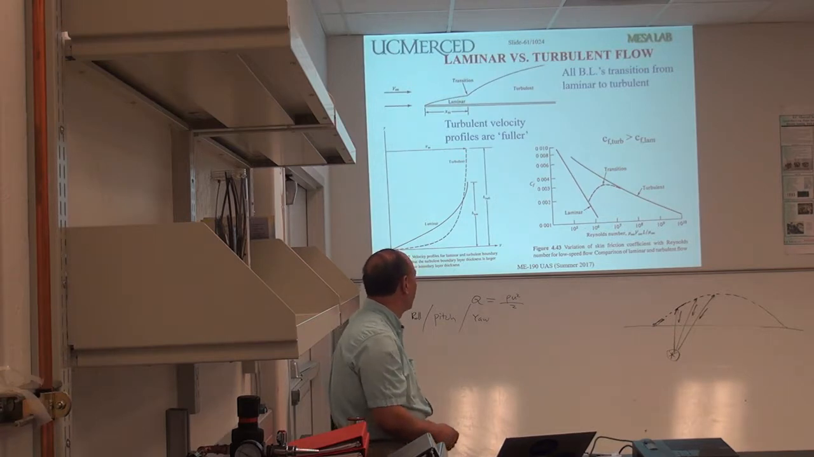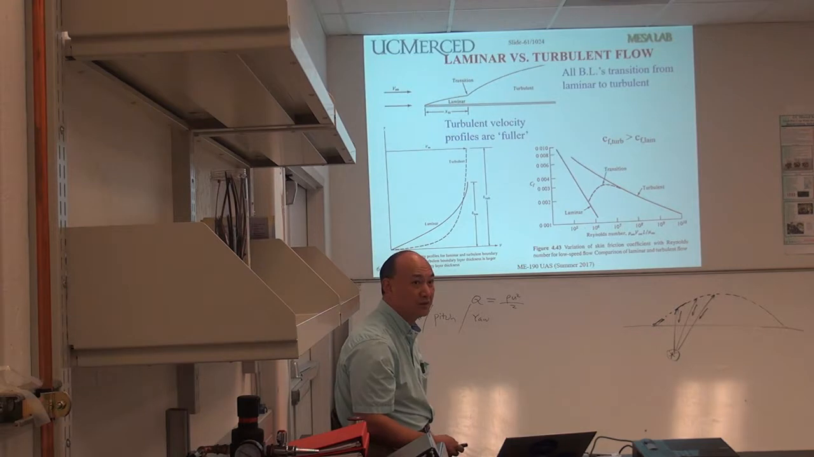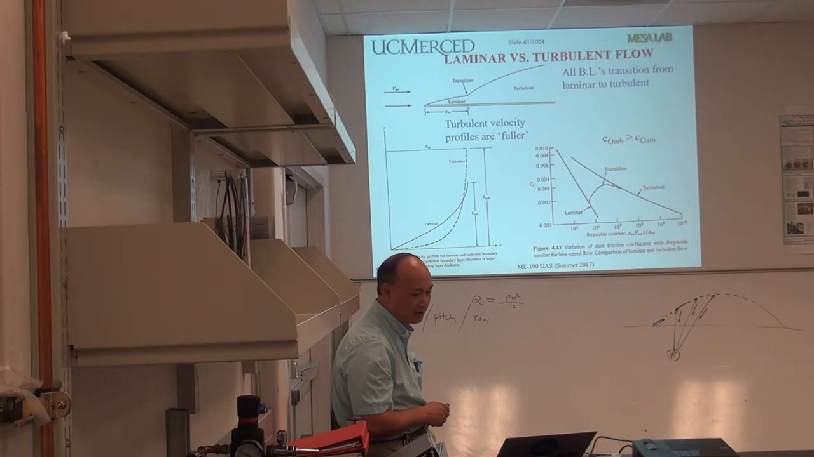Then the variation of the skin friction coefficient with Reynolds number for low speed flows. This is the Reynolds number, laminar and turbulent. This is friction: laminar is small friction, while turbulent, at the same Reynolds number, is much bigger. This is always true. So let's see some flow separation animation, then we take a break.